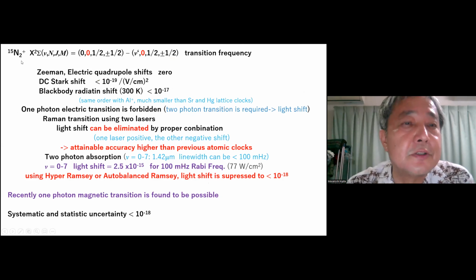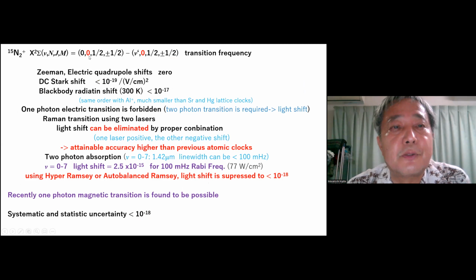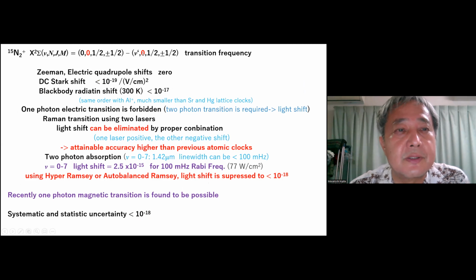So for 15N2+, I want to propose this vibrational transition frequency, but with rotational state 0 to 0. This is the important thing. With this state transition, the Zeeman shift and electric quadrupole shifts are 0. The DC Stark shift is very small, and the blackbody radiation shift is also very small. It is much smaller than in previous atomic clocks. But this transition, the one-photon electric transition, is forbidden.